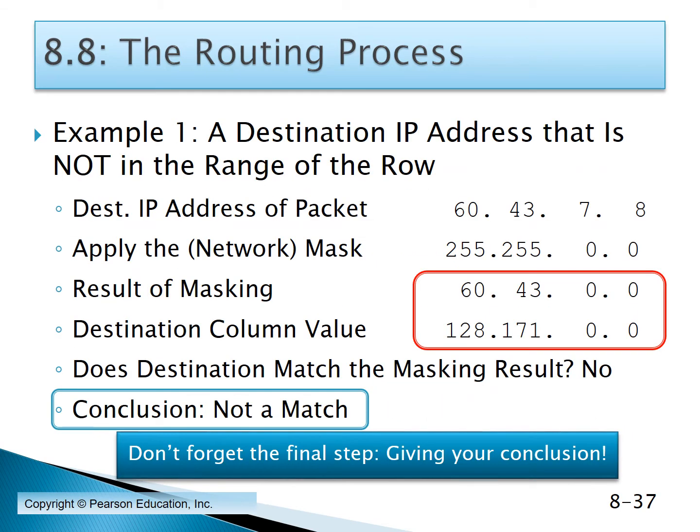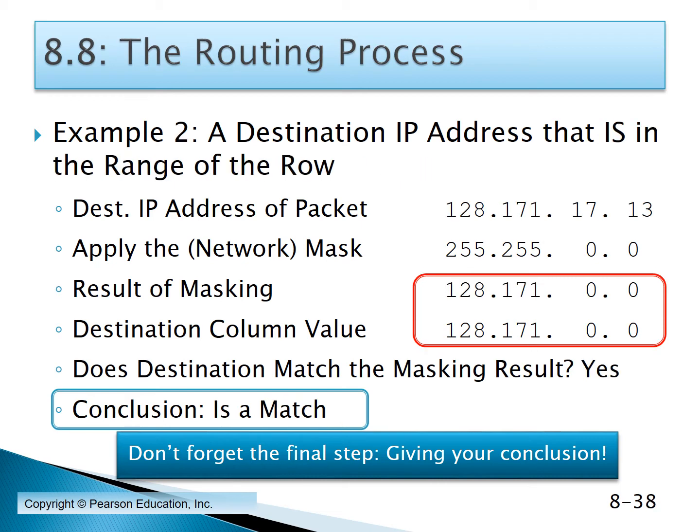So example 1 here is a destination IP address that is not in the range of the row. Suppose the destination IP address of the packet is 60.43.7.8. First we apply the network mask that is on that row, so it's the first 16 bits. After masking, you have 60.43.0.0. Then you compare that with the destination column value, which is the range of IP addresses 128.171.0.0. In this case, there is not a match, so you go to the next row.